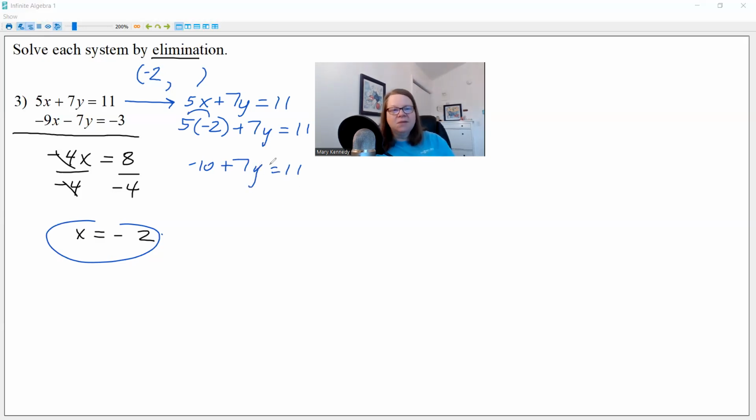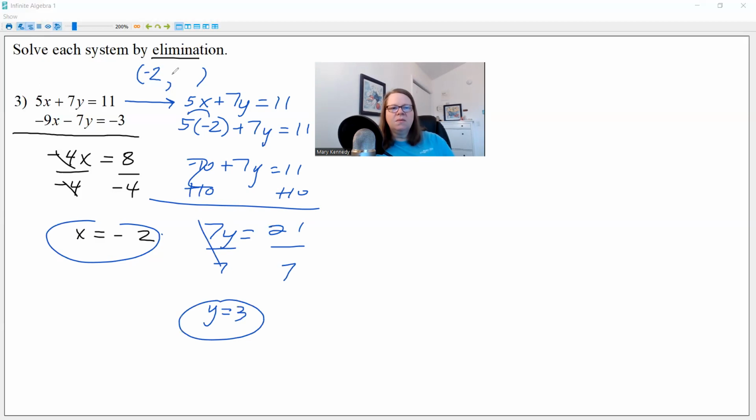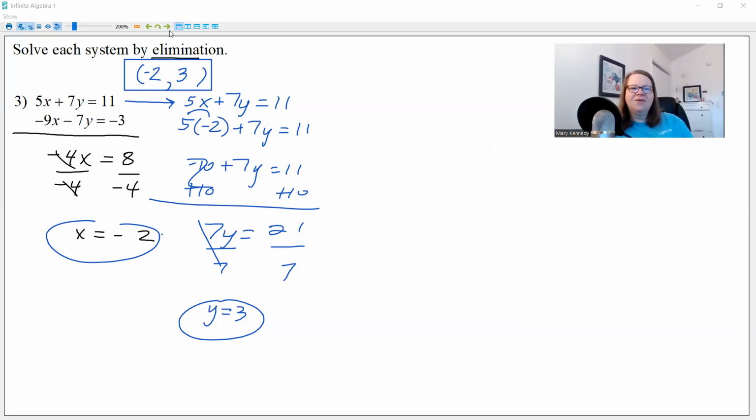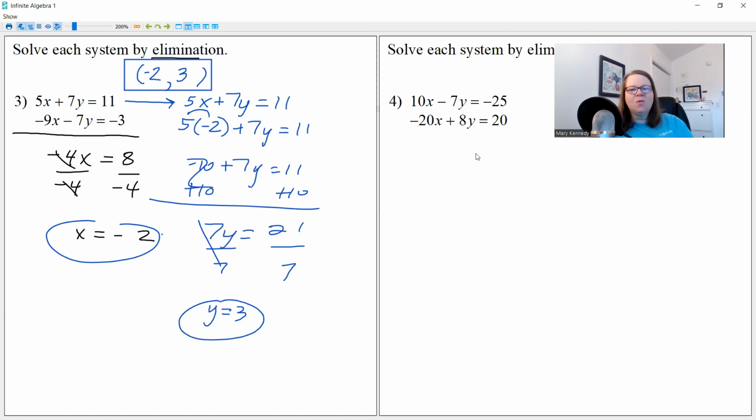And now I'm just solving for y. So I want to add 10 to both sides. 7y equals 21. Divide by 7, and y is 3. Okay, so that's the rest of the answer there. Negative 2, 3 is the solution to this system. Okay, that is elimination when everything's kind of straightforward and it's already set up for you. And now let's look at one where it's less straightforward.